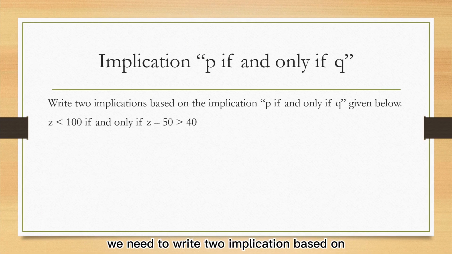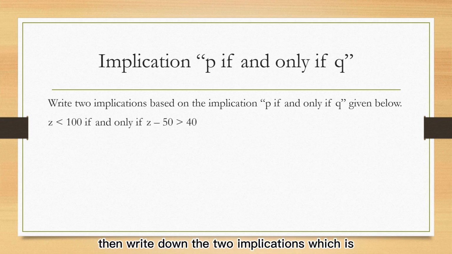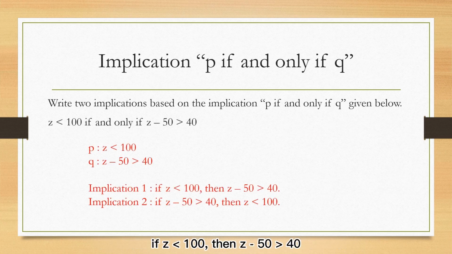Next, we need to write two implications based on the implication P if and only if Q given below. z less than 100 if and only if z minus 15 greater than 14. Write down the words of P and Q, then write down the two implications, which is if z less than 100, then z minus 15 greater than 14. And the second implication is if z minus 15 greater than 14, then z is less than 100.